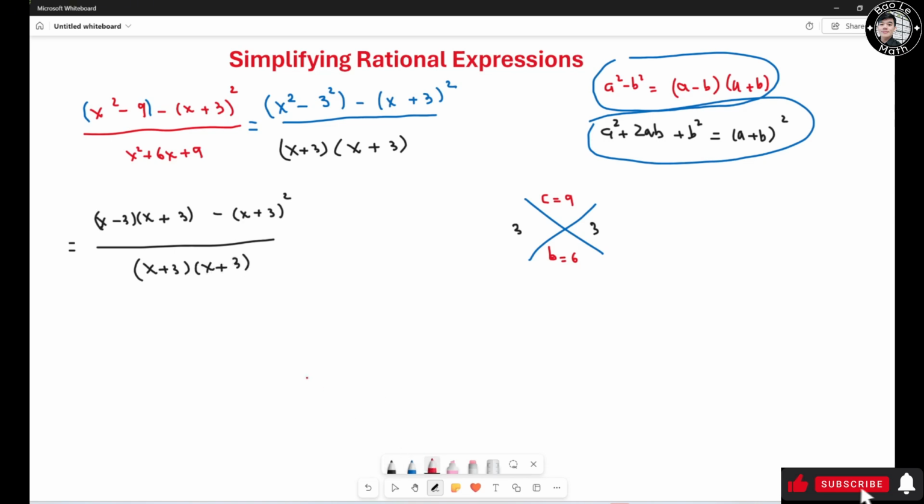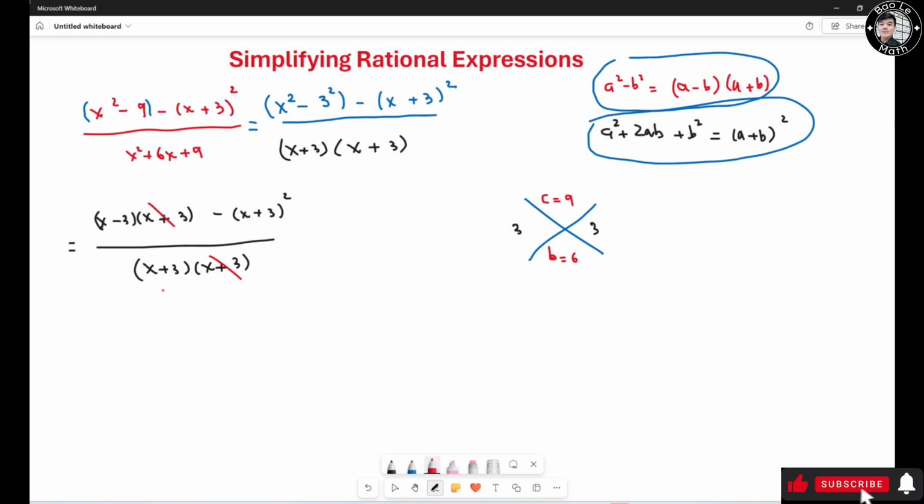Now, students usually make a mistake. They're going to cancel out this guy and this guy. That's wrong. That's completely wrong. So you need to get rid of this mistake because this is not the factor form, this is subtraction. So you need to be careful, okay?